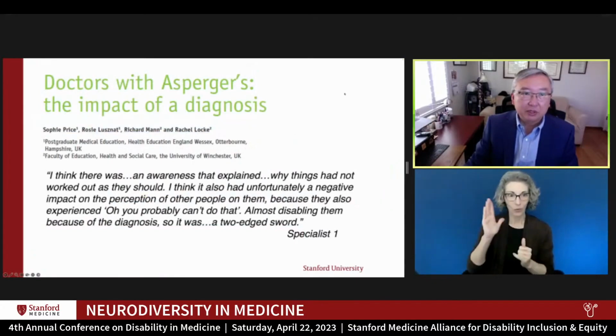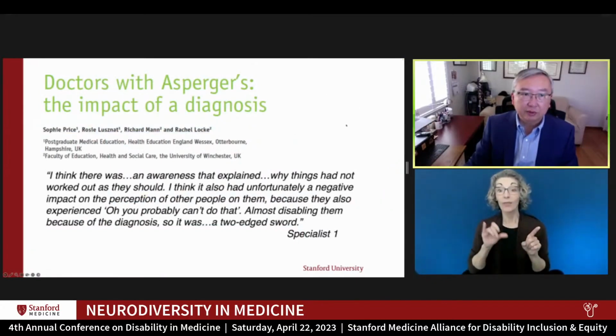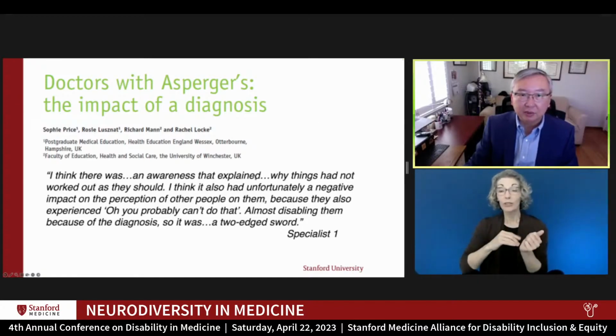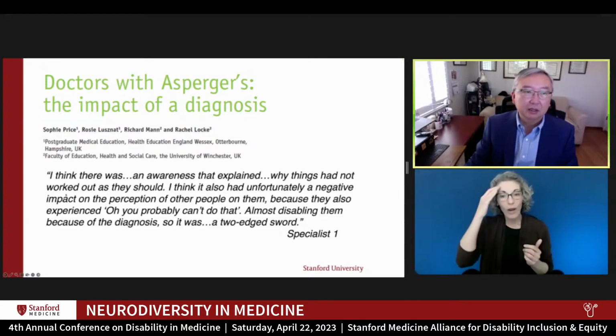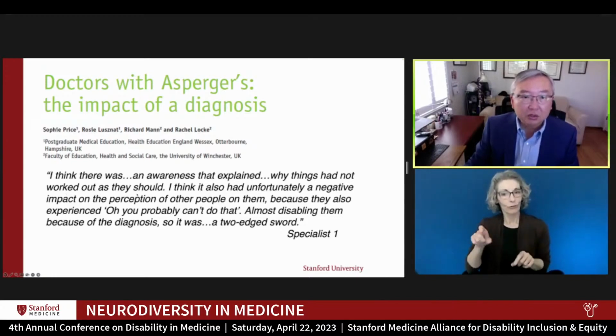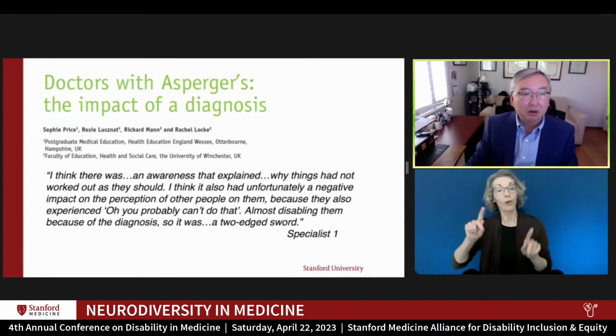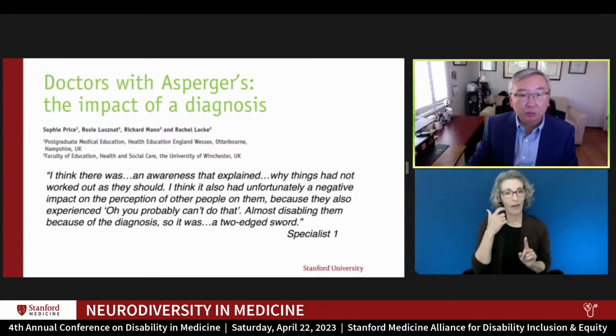And this paper is about doctors with Asperger's. This doctor was saying, "I think there was an awareness that explained why things that had not worked out as they should. I think it also had, unfortunately, a negative impact on the perception of other people on them, because they also experience, oh, you probably can't do that, almost disabling them because of the diagnosis. So it was a two-edged sword."